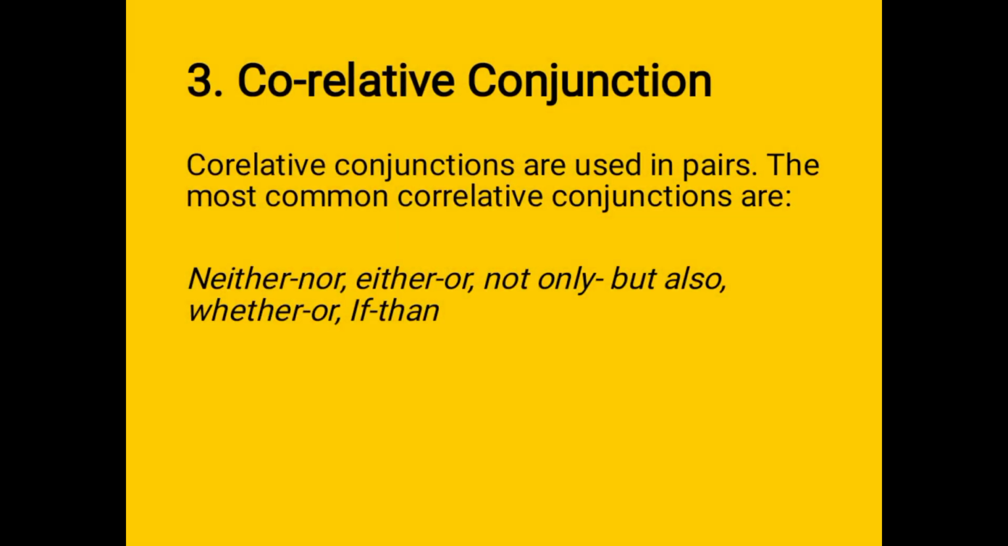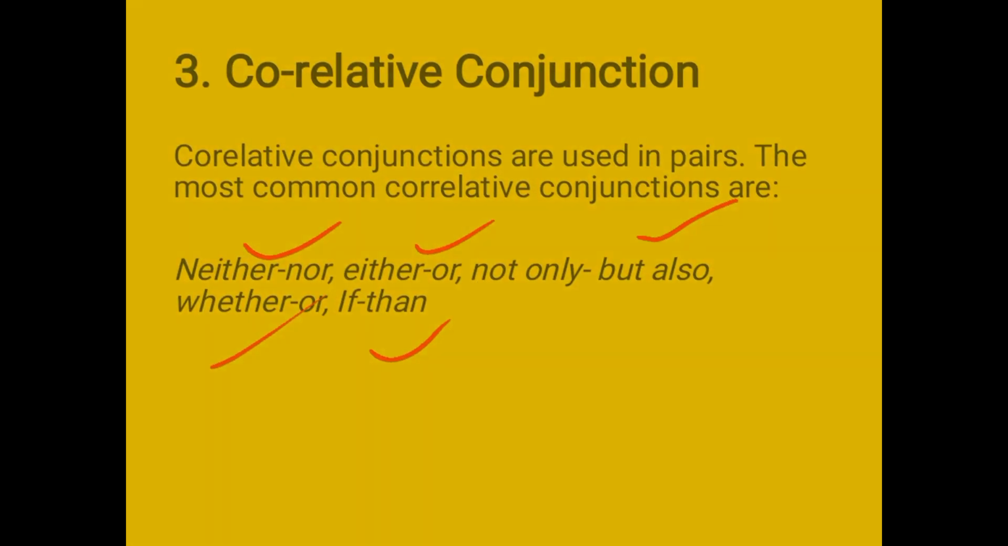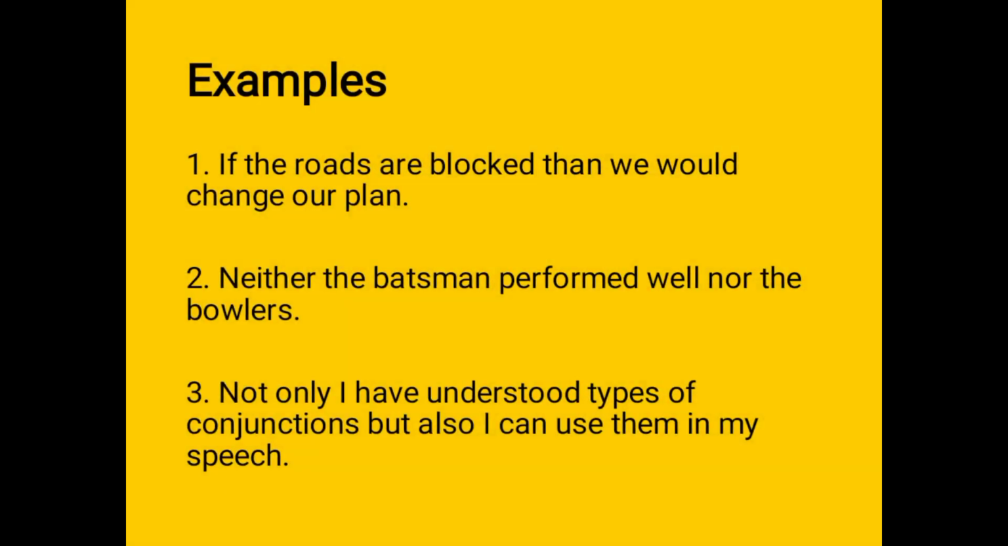Now the third type of conjunction is the correlative conjunction. Correlative conjunctions are used in pairs. The most common correlative conjunctions are neither nor, either or, not only but also, whether or, if then. Some examples of correlative conjunctions: if the roads are blocked, then we would change our plan. Now, if and then the result of it. If then.